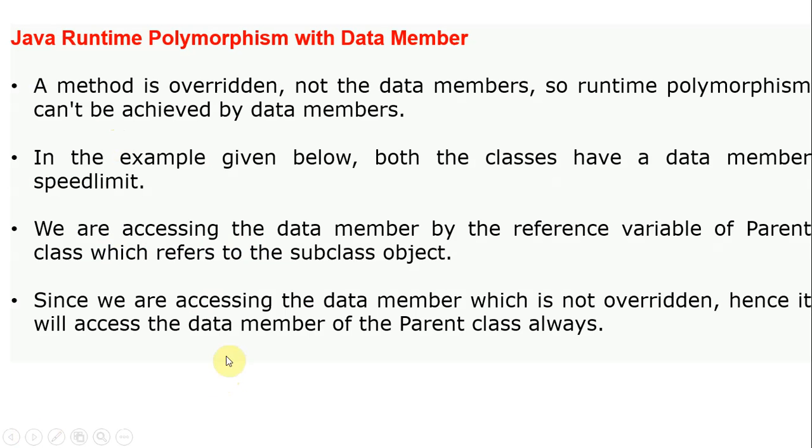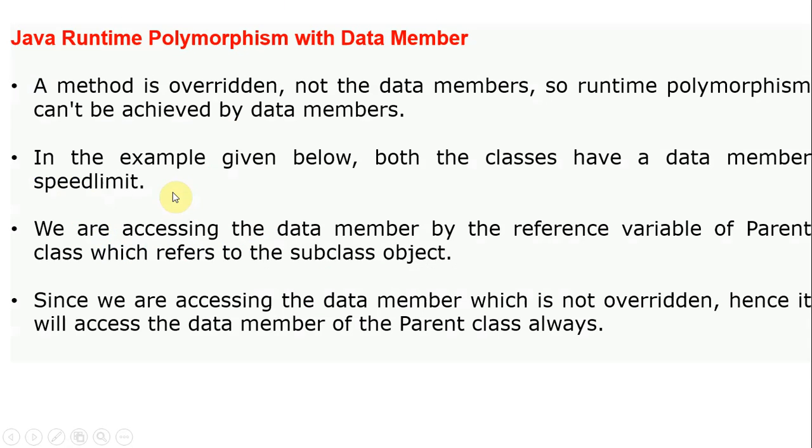The answer is no. A method is overridden, not the data member. Remember this, we can override the methods only, not the data members. If the method is overridden, we can use runtime polymorphism to call it. But if the data member is not overridden, it cannot be possible. So runtime polymorphism can't be achieved by data members, it can be achieved only through methods.